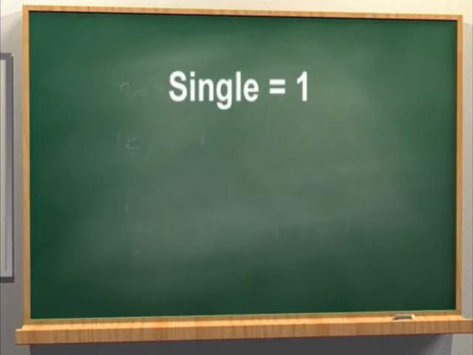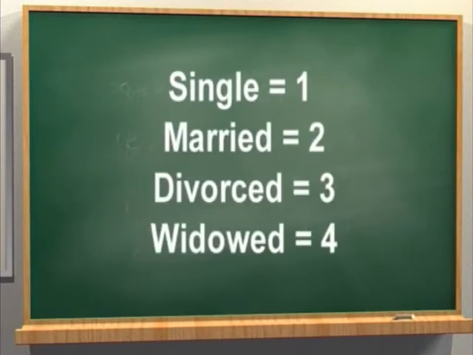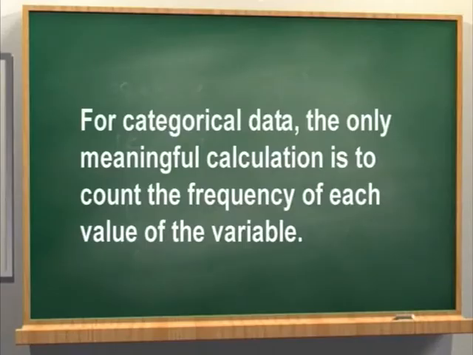Nominal data, usually qualitative or categorical data, are often arbitrary values attached to categories of interest. For example, responses to questions about marital status can be coded as single equals 1, married equals 2, divorced equals 3, widowed equals 4. Because the numbers are arbitrary, arithmetic operations do not make any sense. It is absurd to say widowed divided by 2 equals married.